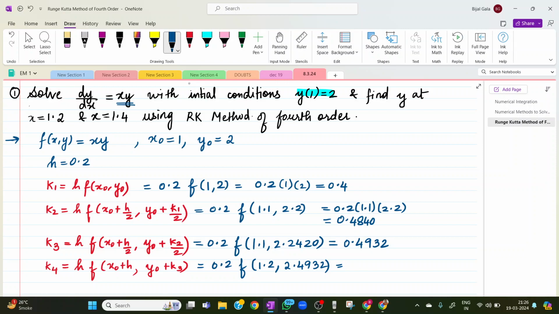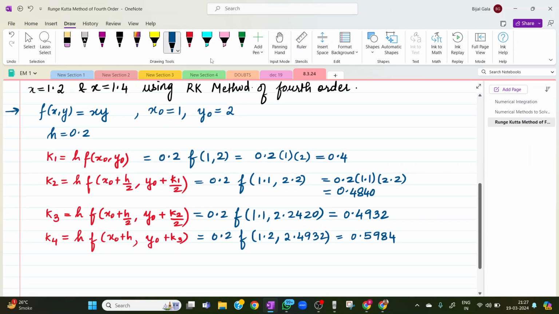Good. 0.5984. Is everyone else also getting the same value? Okay. Good. Correct. So that's the value of K1, K2, K3, K4. Next step, let's calculate K.